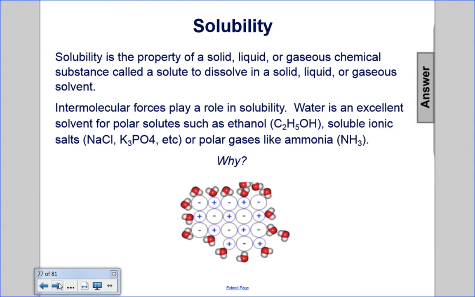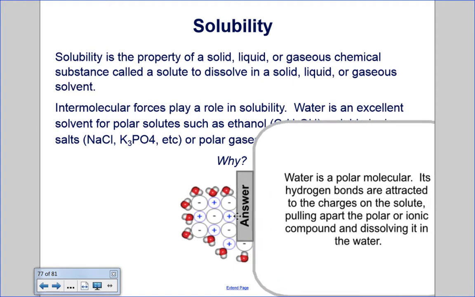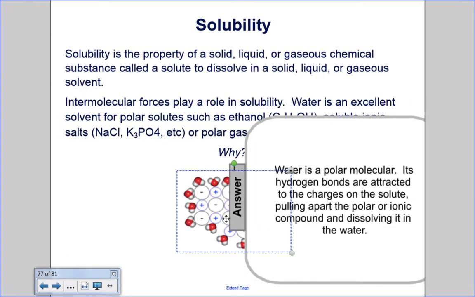Why? Water is an excellent solvent for polar solutes such as ethanol, soluble ionic salts such as salt or potassium phosphate, etc., or polar gases like ammonia. Why? Well, the reason is that water is a polar molecule. Therefore, its hydrogen bonds are attracted to the charges in the solute, tending to be ions.